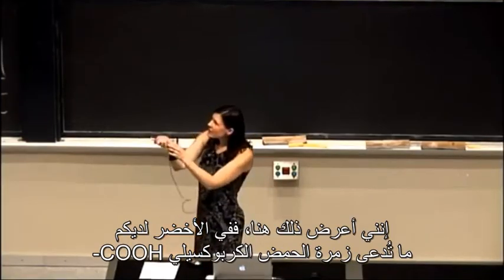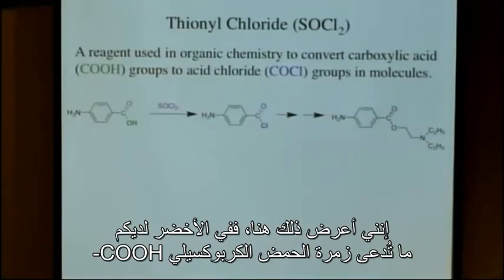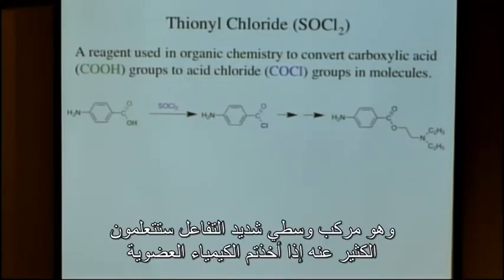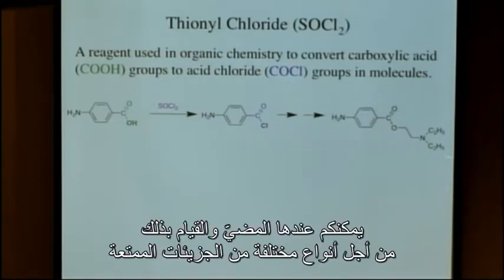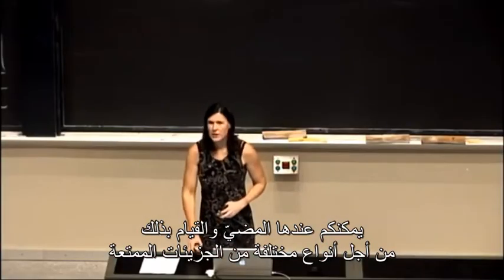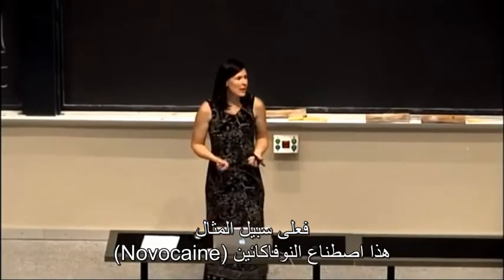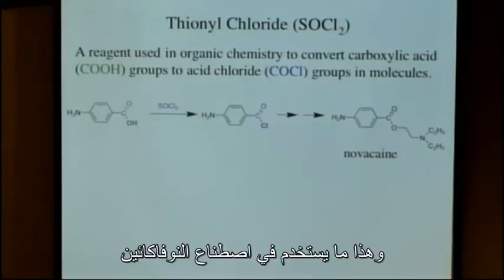So in green, you have what's called a carboxylic acid group, a COOH, which gets converted by SOCl2 to a C double bond OCl, or an acid chloride. This is a very reactive intermediate. You'll learn a lot more about this if you take organic chemistry. But in fact, you can then go on and make a bunch of other different kinds of very interesting molecules. So for example, this is the synthesis of Novocaine. This is what's used in industry to actually make Novocaine.